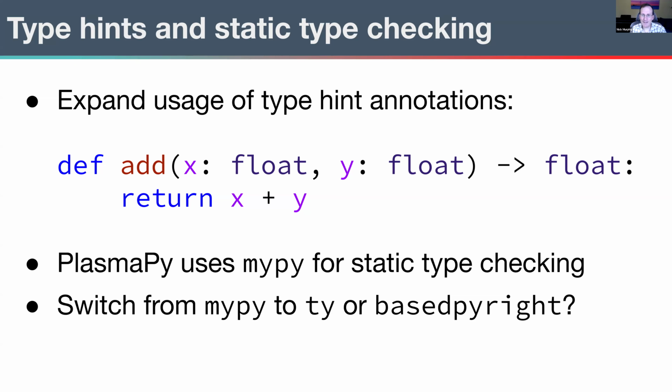Using MyPy has been kind of clunky, and it's not the static type checker that I would recommend these days. And so I'm considering switching us from MyPy to ty, which is a new static type checker by Astral, the makers of uv and Ruff, which is not ready for production, or based on Pyright, which has a lot of really nice features also.